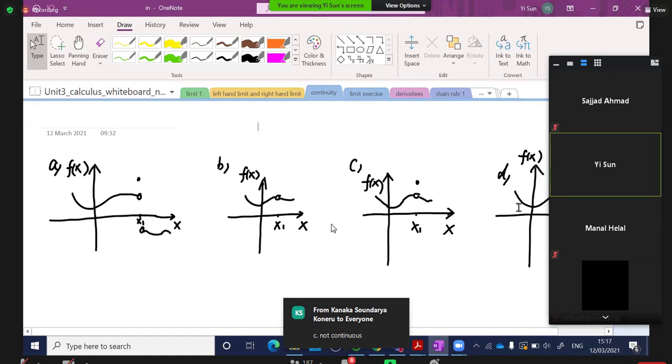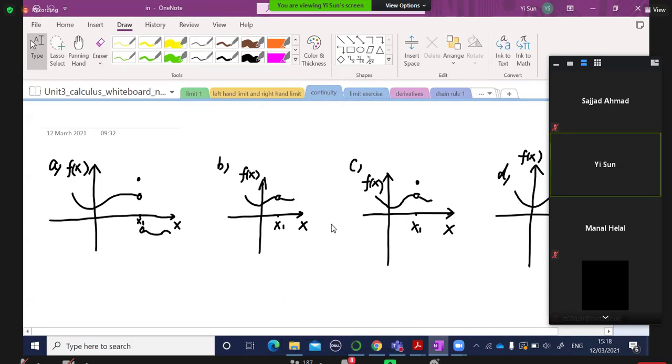Finally, for diagram D, since the two-sided limit at this point exists, and the function at this point exists, and the two quantities are equal, so this is continuous.